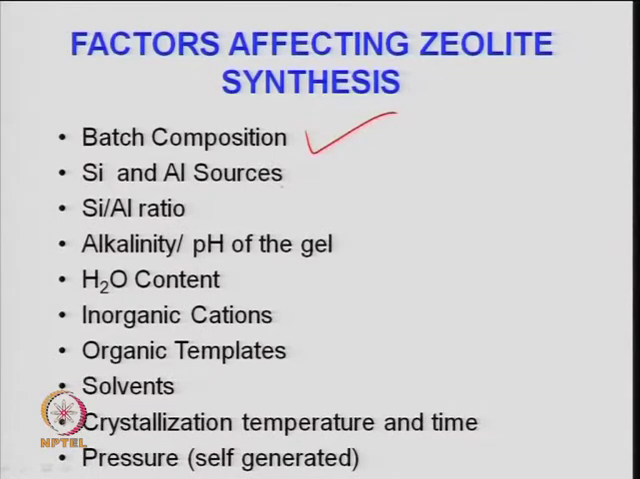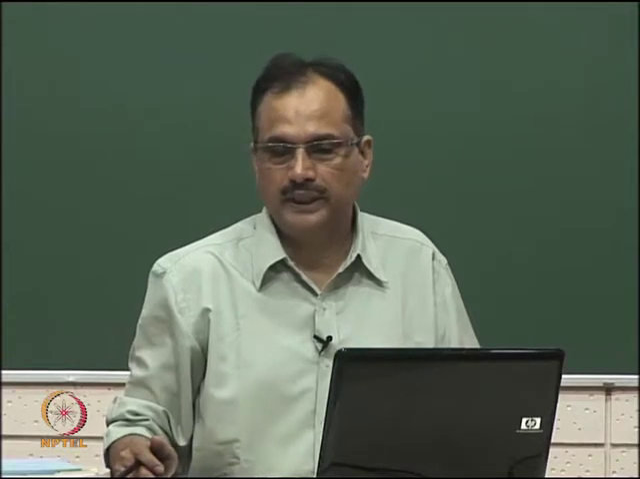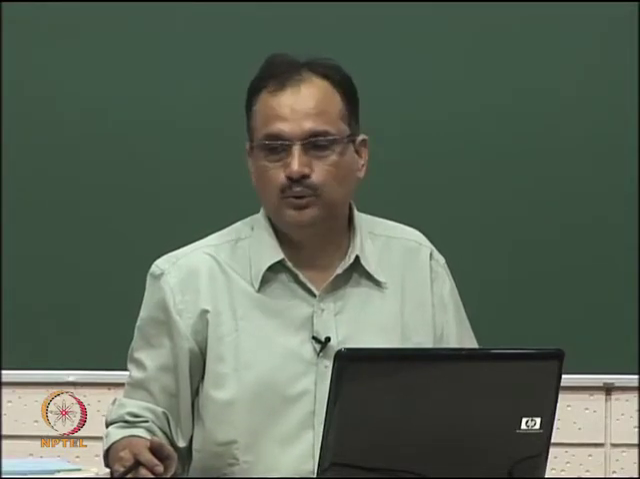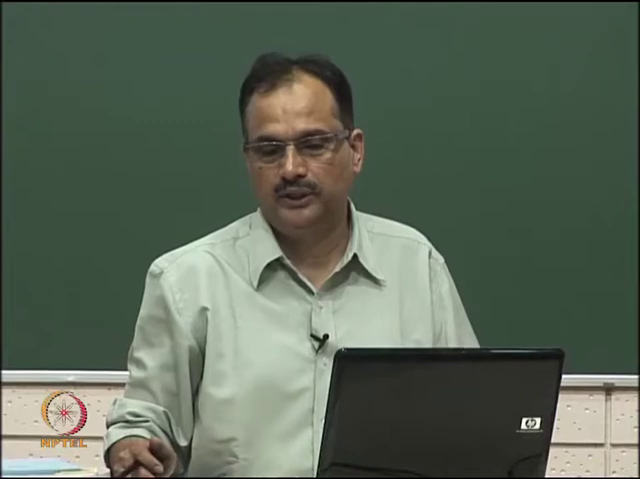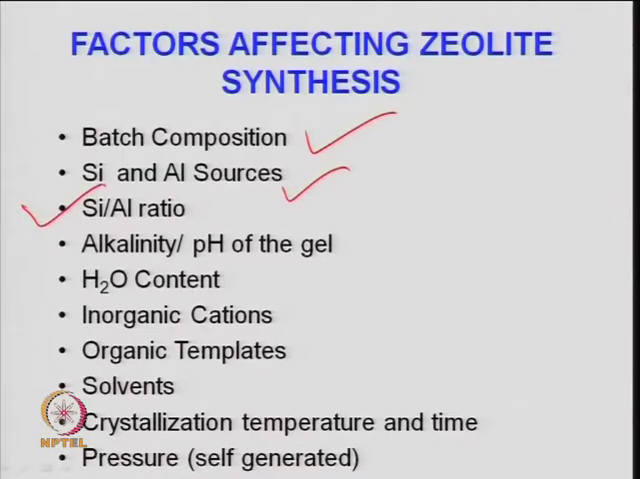So, the silicon or aluminum source is very important. What silicon sources, silica materials, alumina materials, right. So, sources are important in terms of getting the final silicon to aluminum ratio in the zeolite framework. So, that is what you need to calculate.